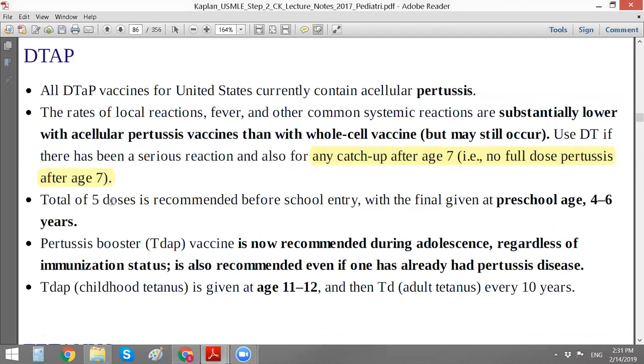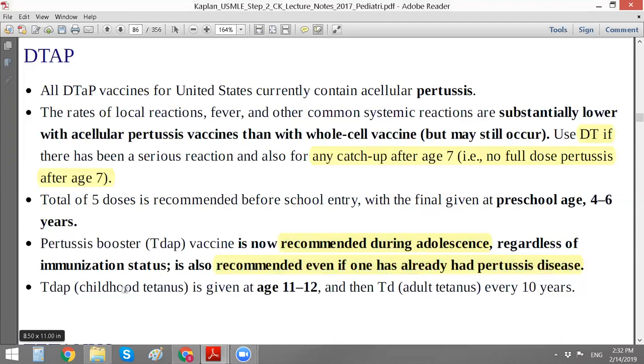This is important. A total of 5 doses is recommended before school entry, with the final dose at preschool age, 4 to 6 years. They are using GT if there is a serious reaction. The pertussis booster, Tdap, is now recommended during adolescence regardless of immunization status. It is also recommended even if one has already had pertussis.